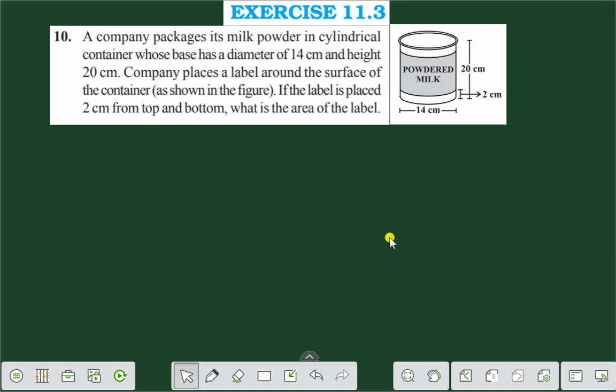Hello everyone. Today we'll discuss exercise 11.3 question number 10. A company packages its milk powder in cylindrical container whose base has a diameter 14 cm and height 20 cm. Company places a label around the surface of the container as shown in the figure. If the label is placed 2 cm from top and bottom, what is the area of the label? Let us solve.